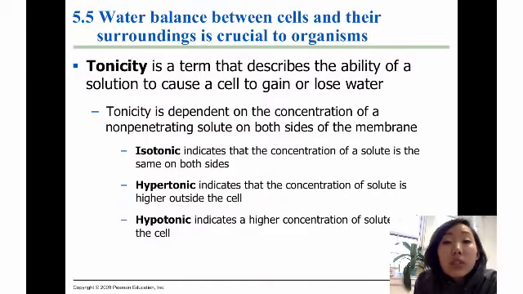So water balance is really, really important for cells. And tonicity right here is the word that we use to describe whether or not solutions gain or lose water. And you can have 3 different states of tonicity. You could have isotonic, which means the solution has the same concentration of solutes on both sides. You could have hypertonic, which means that the concentration of solute is much higher than what's inside the cell. And then you can have hypotonic, which means the concentration of solutes is much lower than the concentration inside the cell.